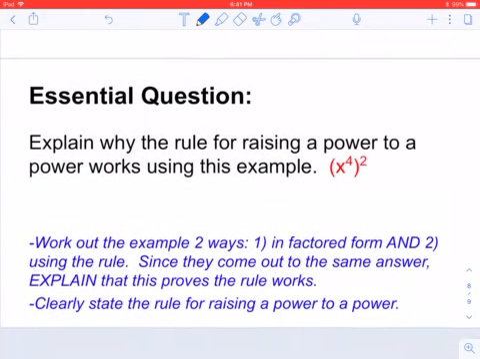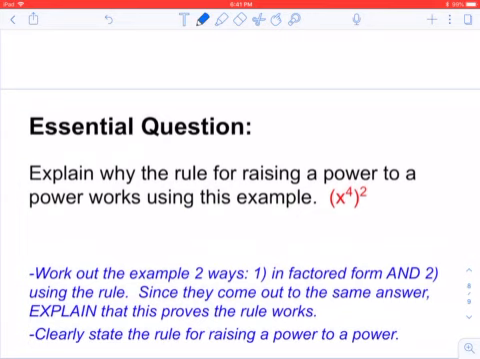All right, so to wrap up, when you do your essential question, remember, you're going to use this example. You're going to work it out in factored form. So you're going to work out the examples 2 ways. In factored form, like we did with number 1 and 2 on these notes. And then also using the rule. And when you can show that they come out to the same answer, you are providing some evidence that the rule works.